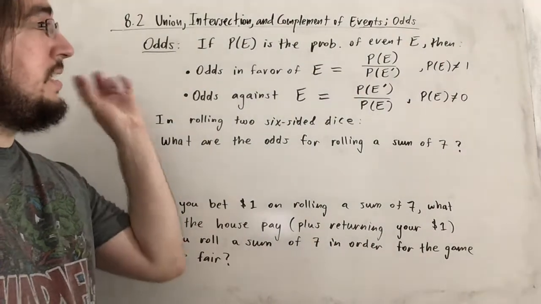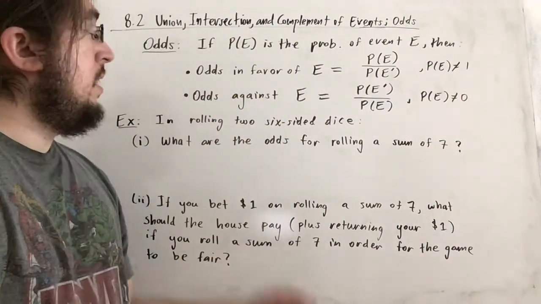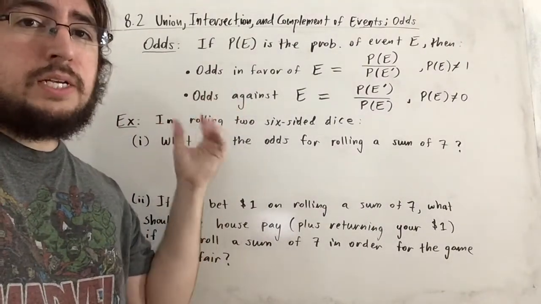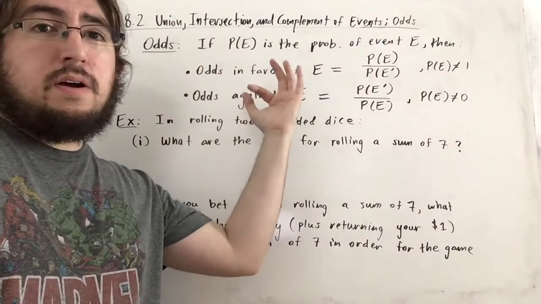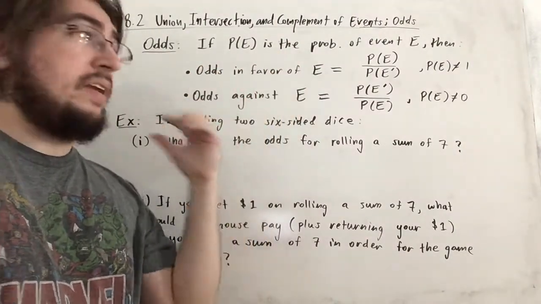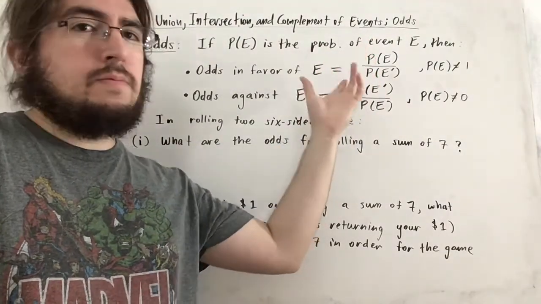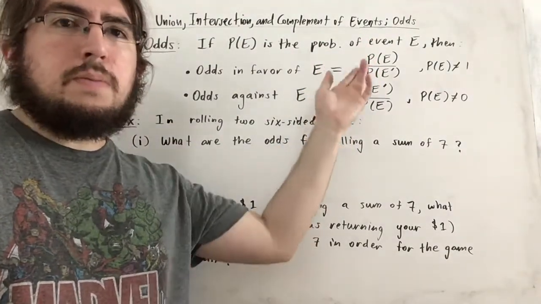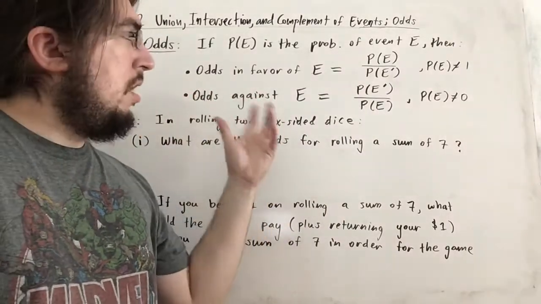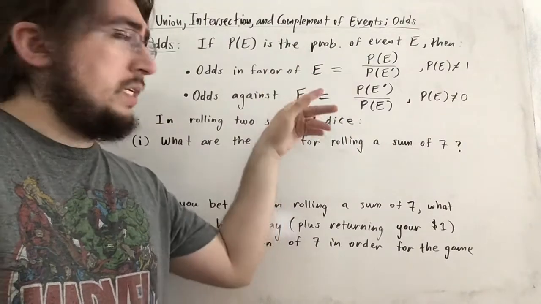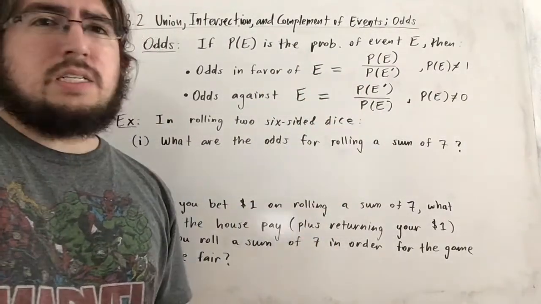Right, so now for odds, if the probability P of E is the probability of the event E occurring, then we have these two definitions really. There are odds in favor of the event E and odds against the event E. So odds in favor of E is just the probability that E occurs divided by the probability of E not occurring, so the probability of the complement of E. Similarly, odds against E are just the reciprocal basically. So it's the probability that E doesn't occur divided by the probability that E does occur.